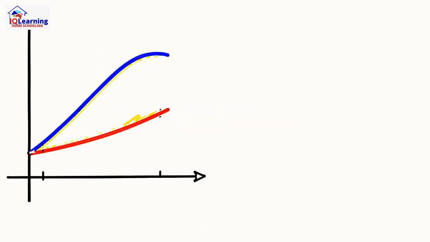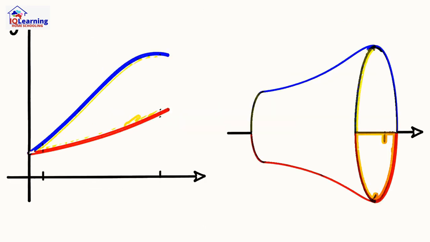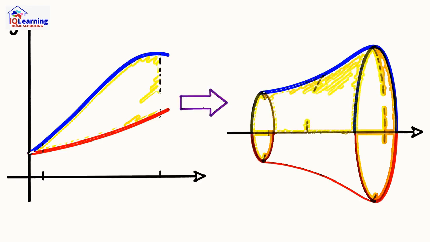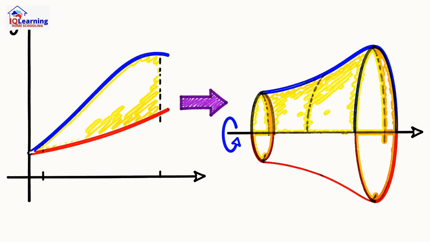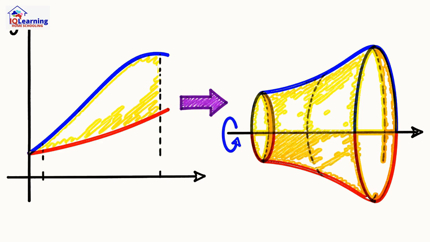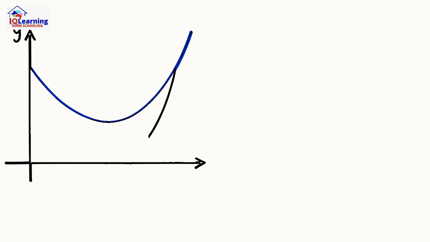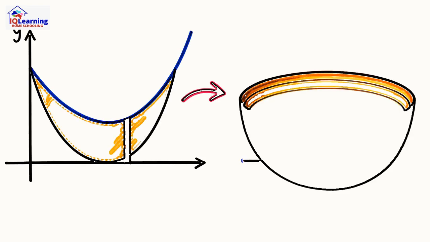But why stop at 2 dimensions? Let's take that flat area and spin it around the x-axis. Suddenly, it becomes a 3-dimensional solid. This is a volume of revolution. If the area touches the axis, we use the disk method.